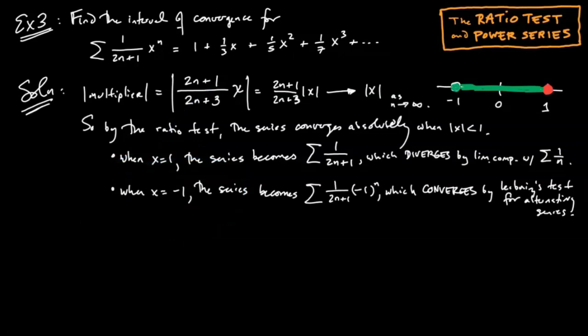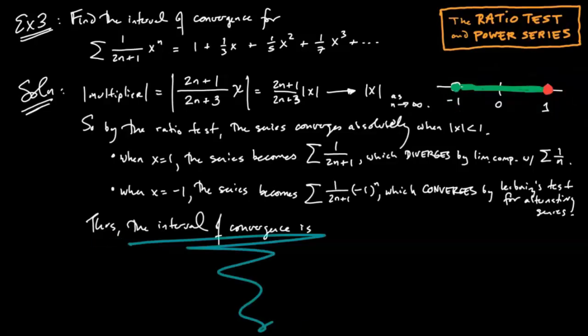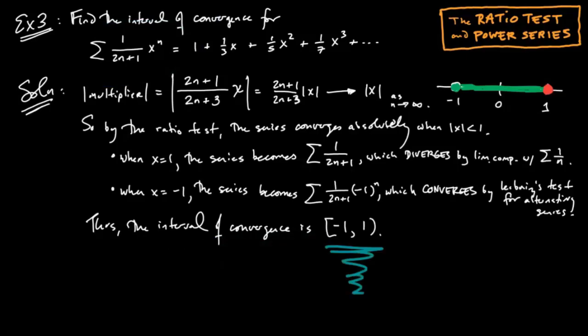And this is a nice example where we have some asymmetry in our endpoints, convergence at one and divergence at the other. Thus, the interval of convergence for this particular power series is from minus 1 to 1, where the minus 1 is included, but the 1 is not. Hence the square brackets on the minus 1 and the rounded parentheses on the 1.